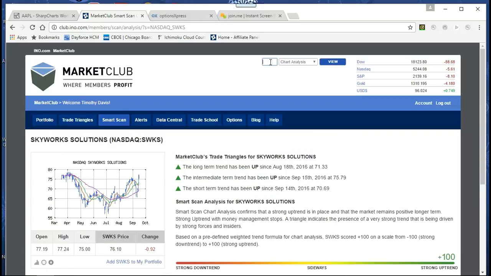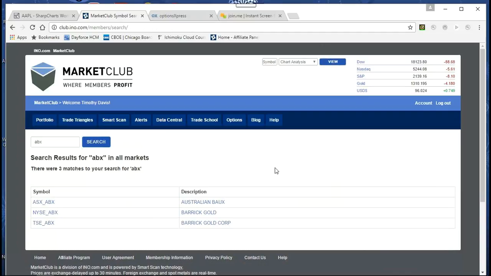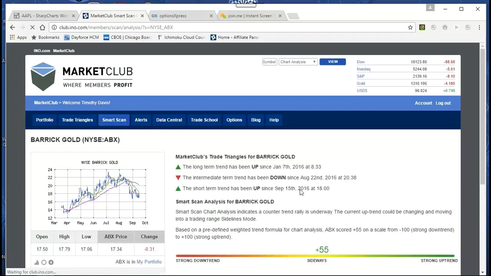Let's look at ABX. Put it in there, click on view. And if it doesn't pop up right away, that means there are probably some other similar symbols. So you just come down here at the bottom of this chart and find out which one you want to look at. We want the one for the New York Stock Exchange, which is Barrick Gold. So I'll just click on that one. And voila, it pops up.